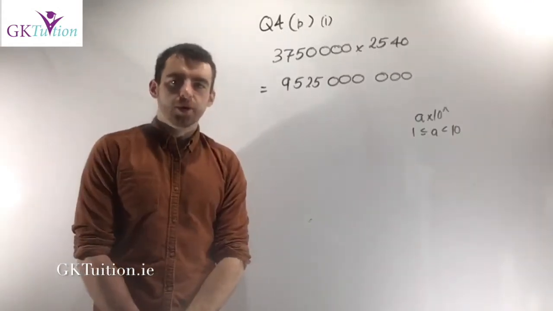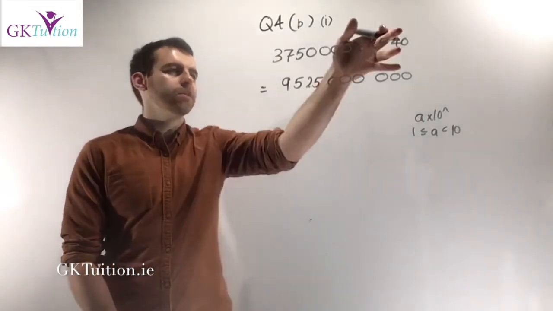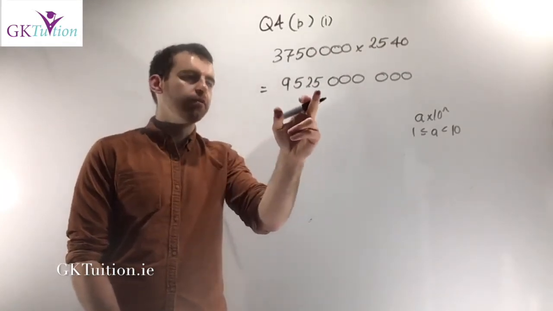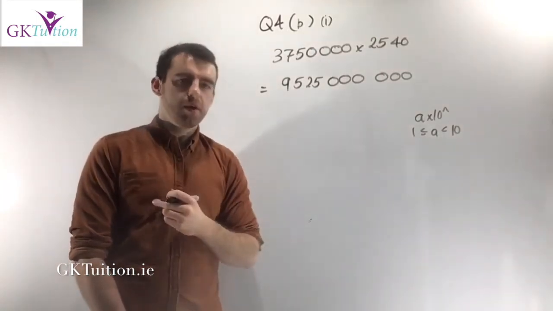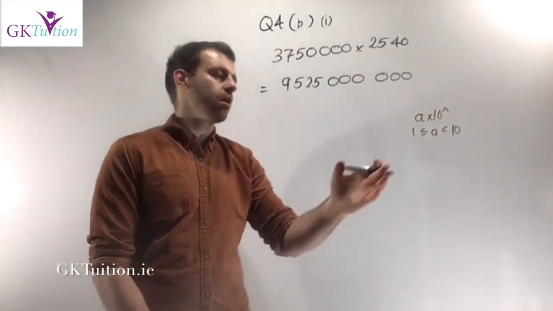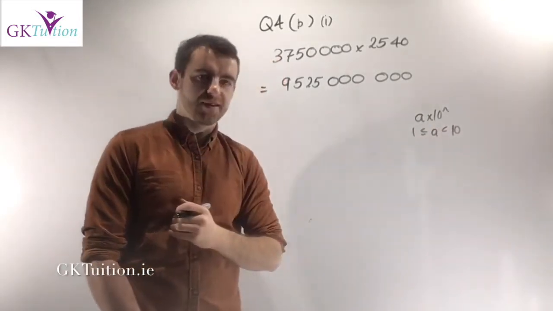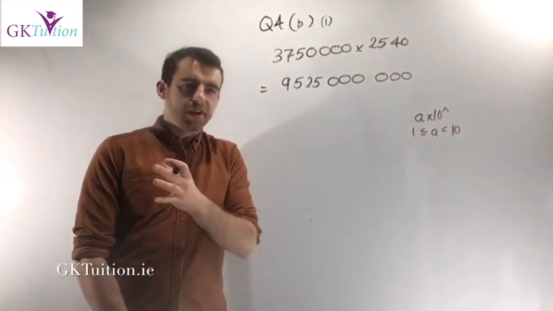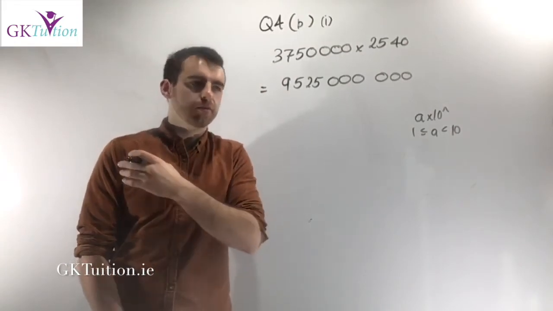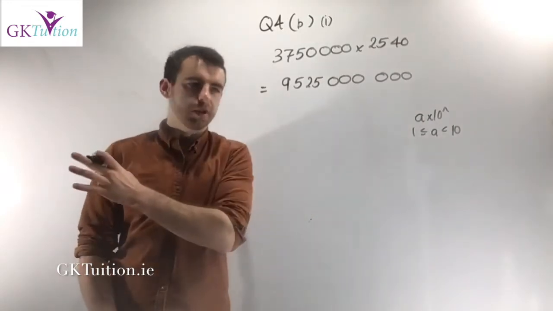In B part 1, we're just dealing with scientific notation. We're asked to multiply these two numbers by each other, and if you do that, you get 9525 and then 6 zeros. But you're asked to leave it in the form of a by 10 to the power of n, where a is greater than or equal to 1 but less than 10. Now this is scientific notation. Scientific notation, it's shorthand for really, really big numbers and really, really small numbers.